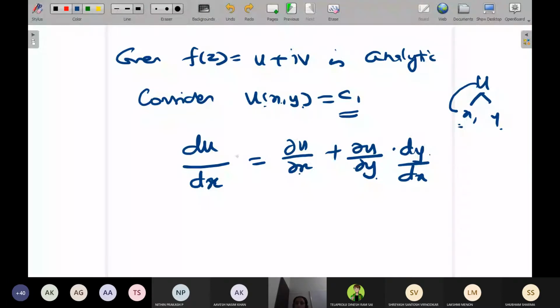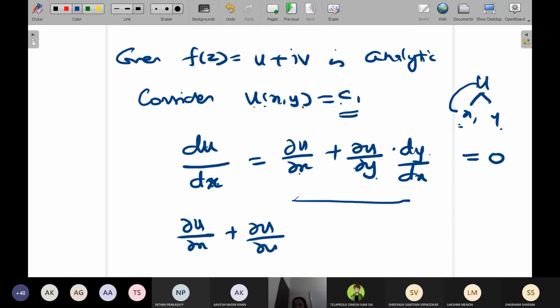Now see, listen, I want du by dx. You know that u of x comma y is a constant. What will be in general du by dx? This will be equal to 0. Now you equate this. You get this quantity: dou u by dou x plus dou u by dou y into dy by dx is equal to 0.